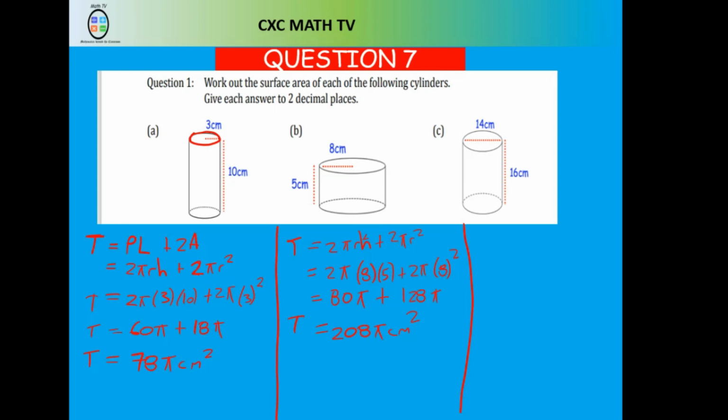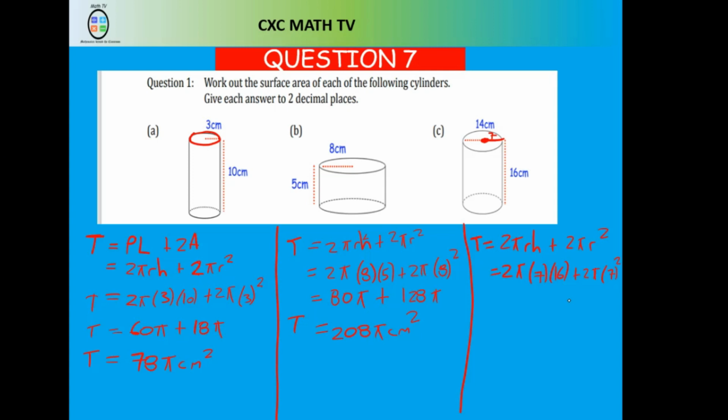Alright, in doing part C, we have to realize that they gave us the diameter and we only cater to the radius. So we have to do what? Find the radius. If the diameter is 14, the radius is 7. So now we can use the formula 2 pi rh plus 2 pi r squared, because now this is 2 pi times the radius being 7 times the height of 16 plus 2 pi times the radius being 7 squared.